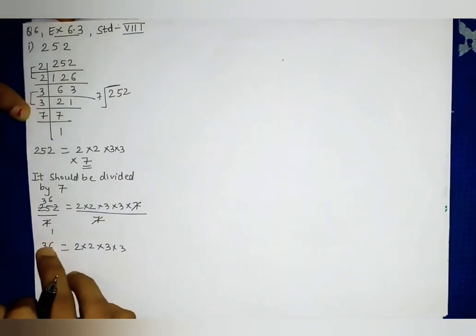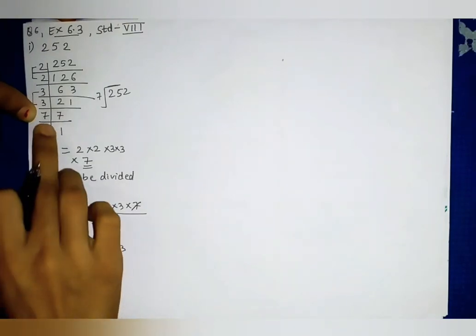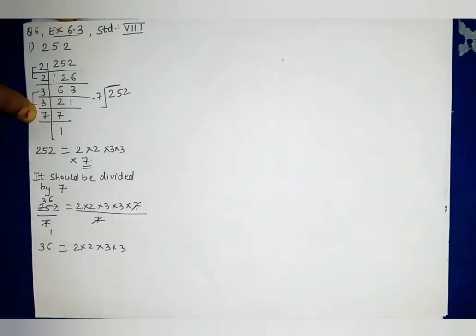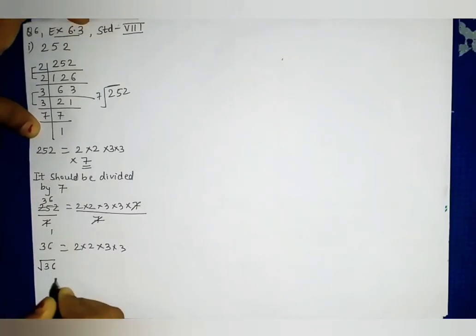So now this new number we are getting after dividing by 7. ये जो नया number आया है 7 से divide करने के बाद 36. अब ये number perfect square है. Now they are asking also find the square root of this number so obtained. So ये जो number मिला है इसका square root निकाल देंगे. So square root of 36.